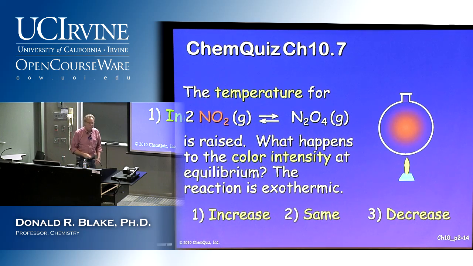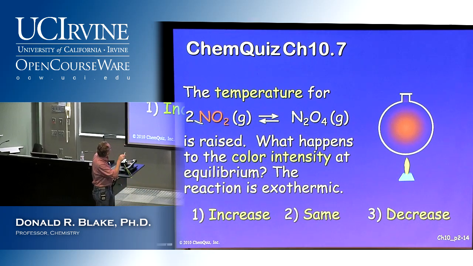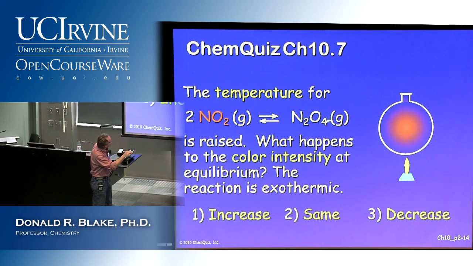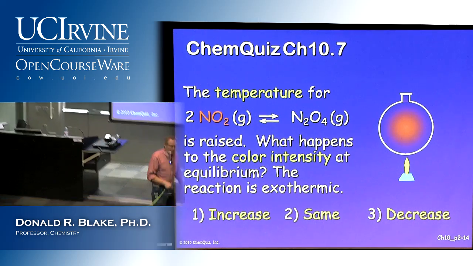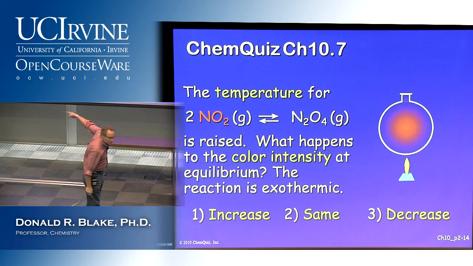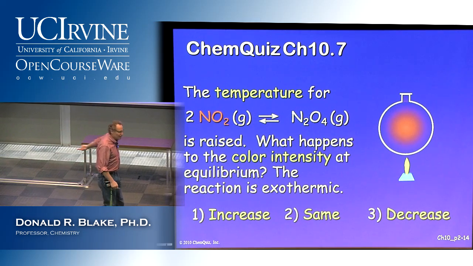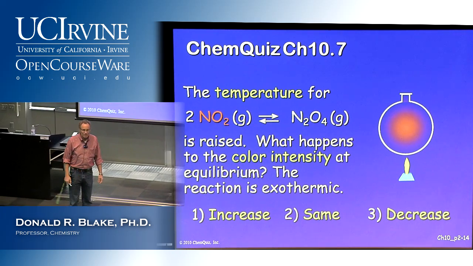All right, here's another one. The temperature for this reaction is raised. What happens? The reaction is exothermic. So this means, folks, that NO2 goes to N2O4 plus heat. Exothermic, heat on this side. So if I add heat, which way are things going to shift? That direction. Which then means, is it going to increase in color, stay the same, or decrease?